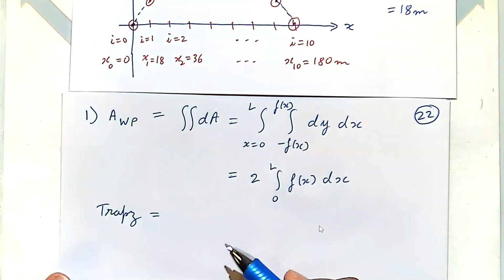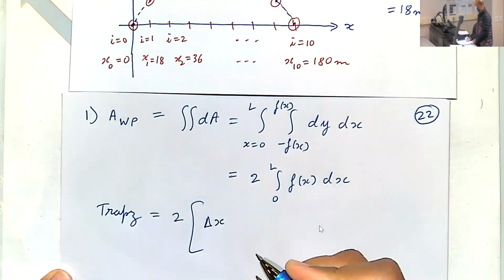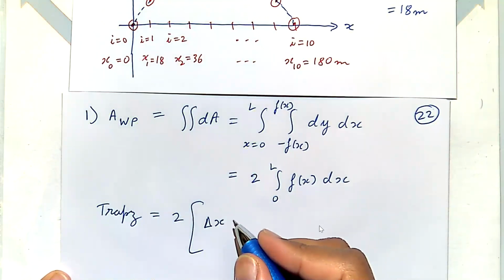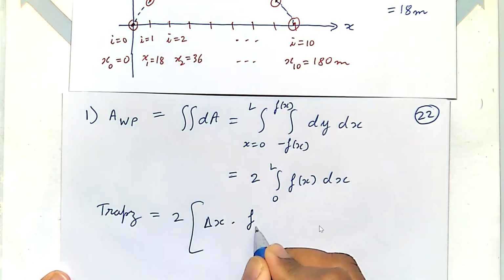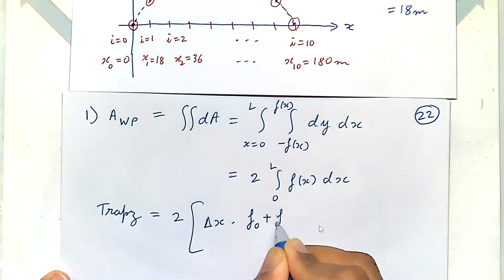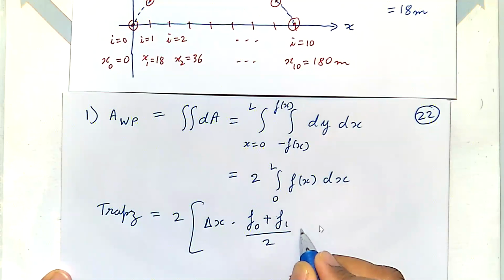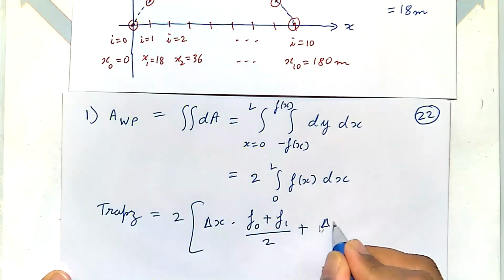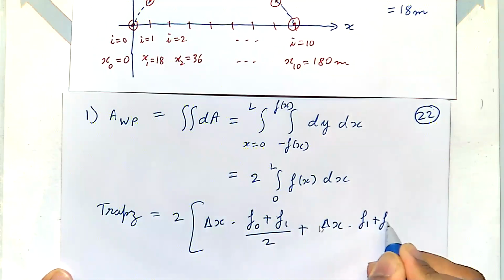You start with delta x. Okay, so let's put the 2 outside and delta x times f of 0 plus f sub 1 over 2, plus delta x times f1 plus f2 over 2.